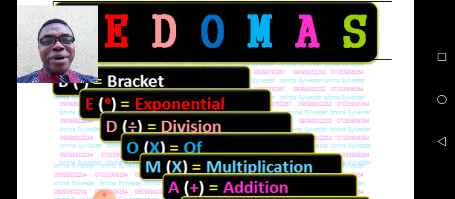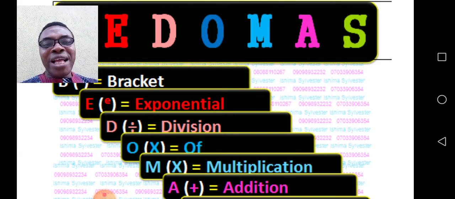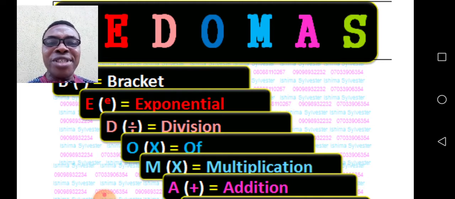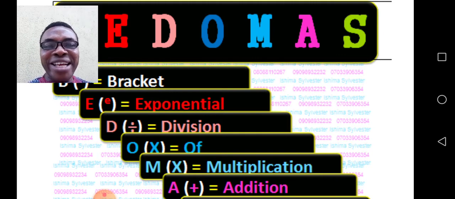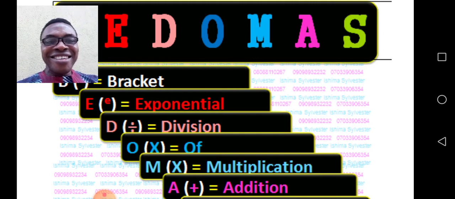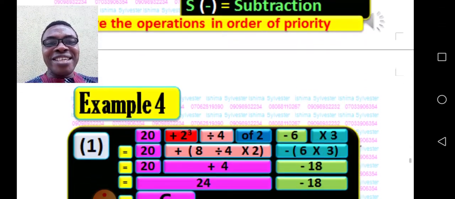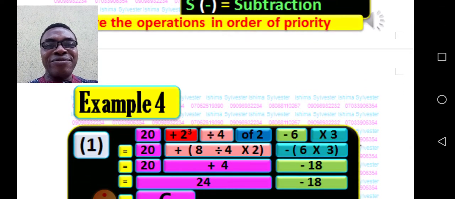You can go ahead to Part 2 to confirm that your division should come before O, because O and M are the same. O means times, that's "of", and your M also means times, so they should be together. Don't you think so? All right, now let's take a look at exercise example 4.